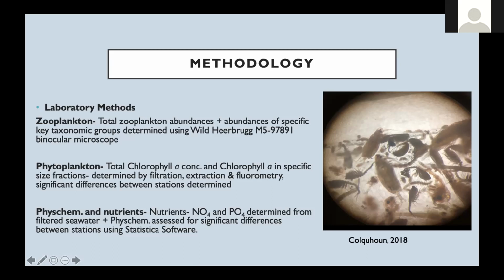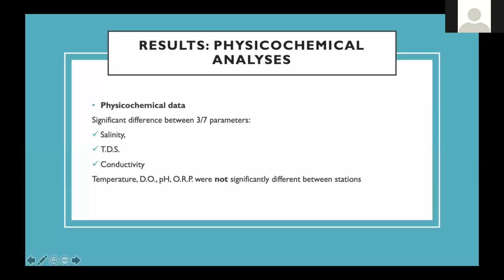In terms of the physical, chemical, and nutrient data, the nutrients were determined from the filtered seawater from the phytoplankton analyses. Those were sent off to a lab for analysis for nitrates and phosphates. And the physical chemical data were sorted and assessed for significant differences between stations using Statistica. So I look at the results.